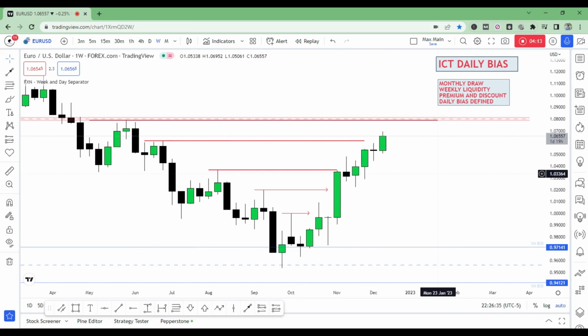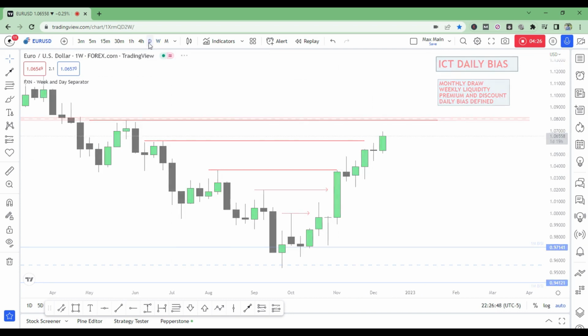Once I have defined the liquidity on the weekly, I like to drop down to the daily chart. That's it, guys. There's no science behind it. It's just as simple as that. So don't overcomplicate your analysis, guys.